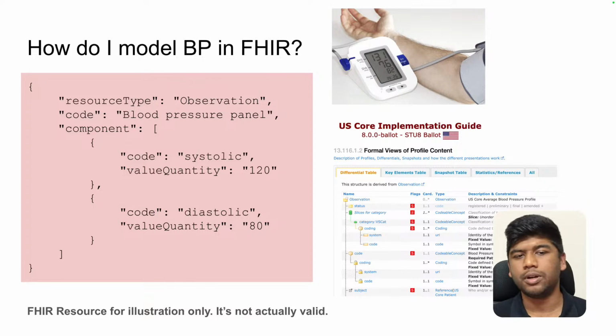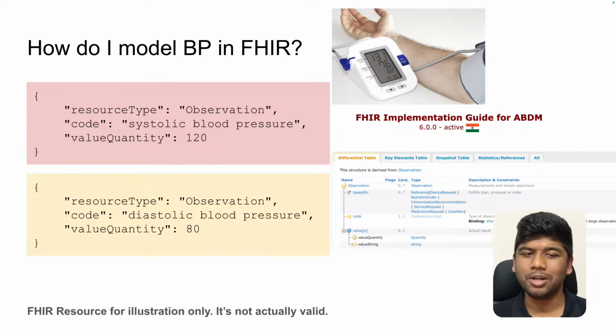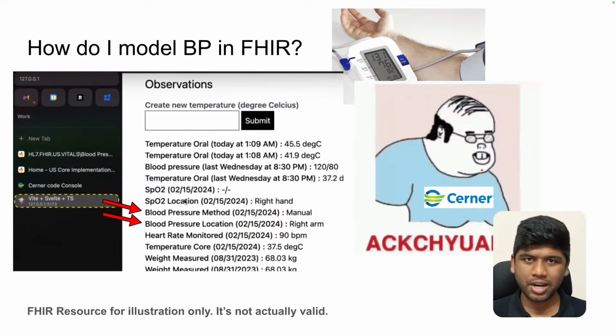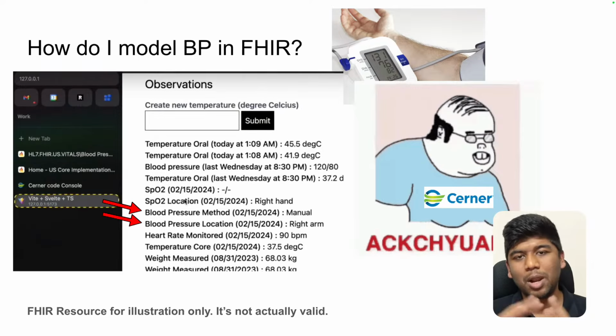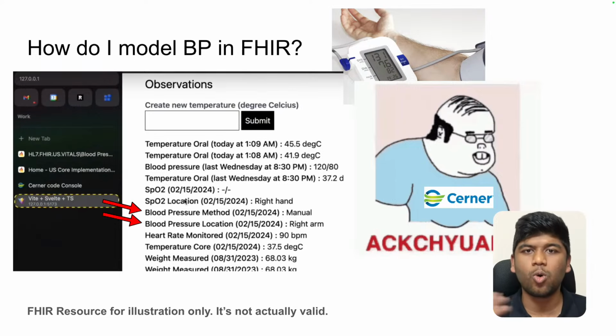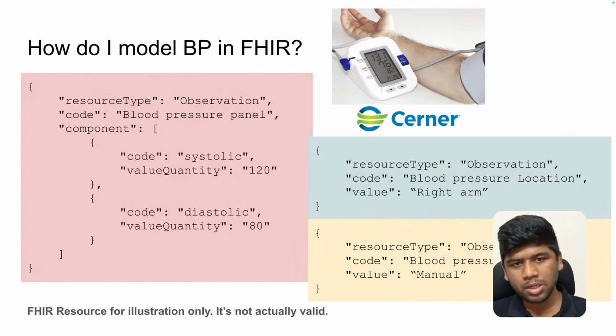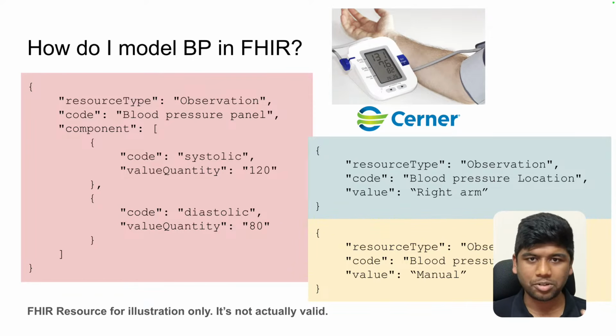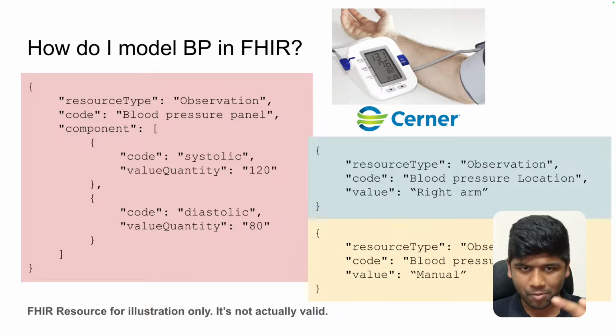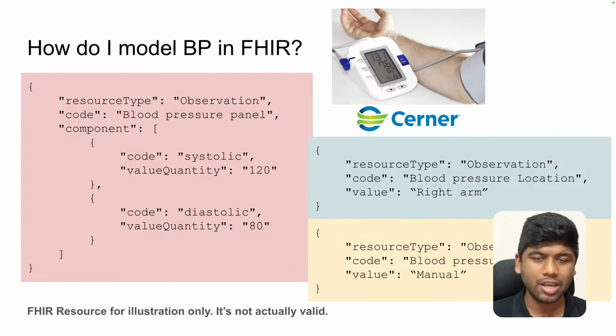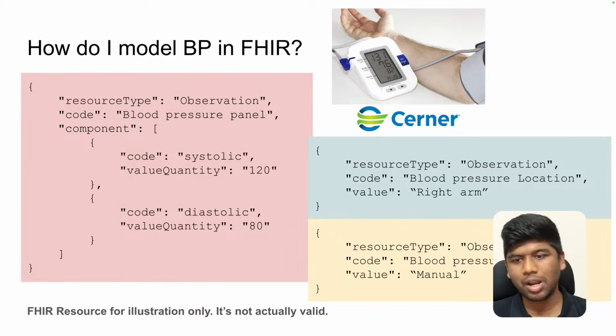They tell you, okay, this is how you do it. The Indian implementation guide tells you that you should actually model the systolic and diastolic blood pressure as two different observation resources. And Cerner, which is supposed to follow the US Core, for some reason represents blood pressure with three resources, and they completely split out the blood pressure method and location of measurement as its own observation resource. I don't even know where to start. So a simple data point, blood pressure in FHIR, is not even that hard. Everybody needs blood pressure for any EHR, for any healthcare product. How do you record it? People have come up with their own versions.